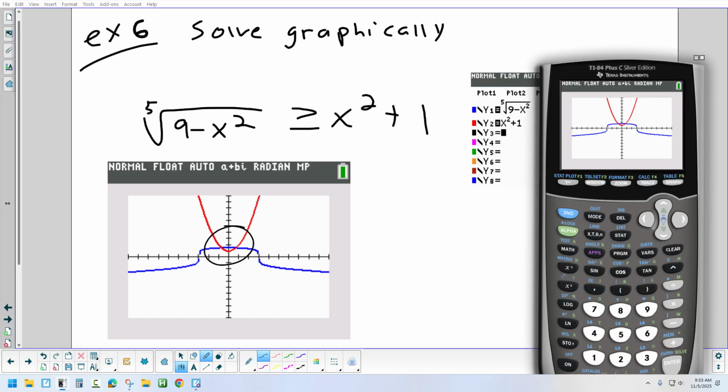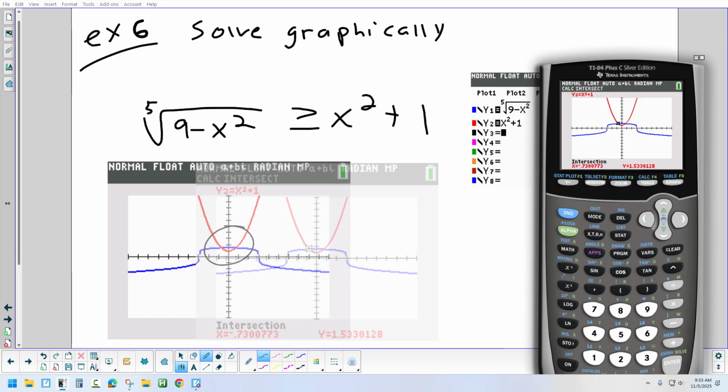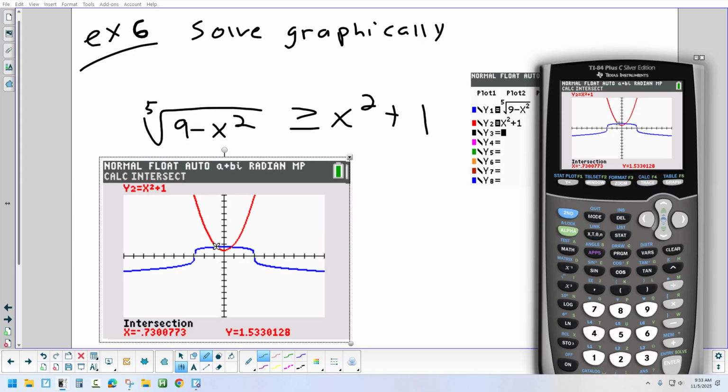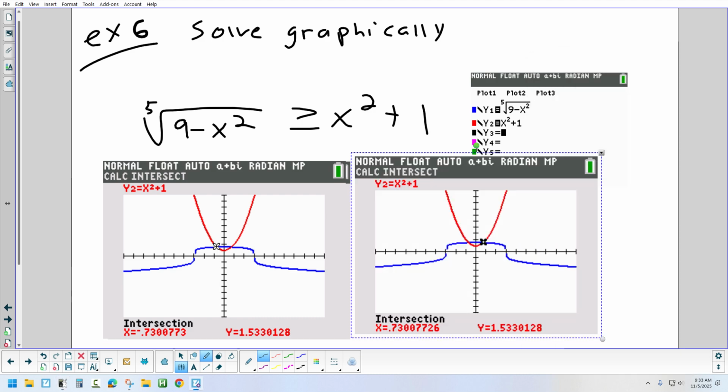How am I going to figure out how big that section is? What do I have to find? Yep, I need 2 intersects. So let's do the one on the left. Okay, so there's 1. And let's do the one on the right. It might be symmetrical. It could be negative 0.73 and positive 0.73. I would say it probably will be, but I would never just assume that. Okay, so we've got each intersect.